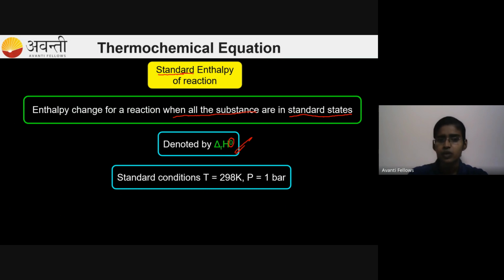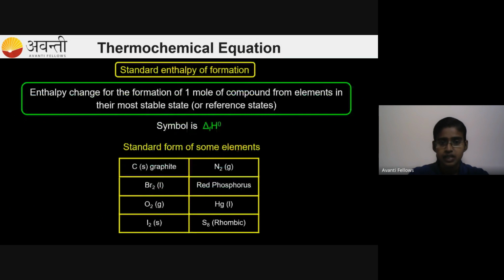What is meant by standard condition? Temperature and pressure should be 298 Kelvin and 1 bar pressure. So this is the standard condition for a reaction. And I will give you the standard forms of some elements. This is the standard form of some of the elements. All these things are required to find out the standard enthalpy of formation.